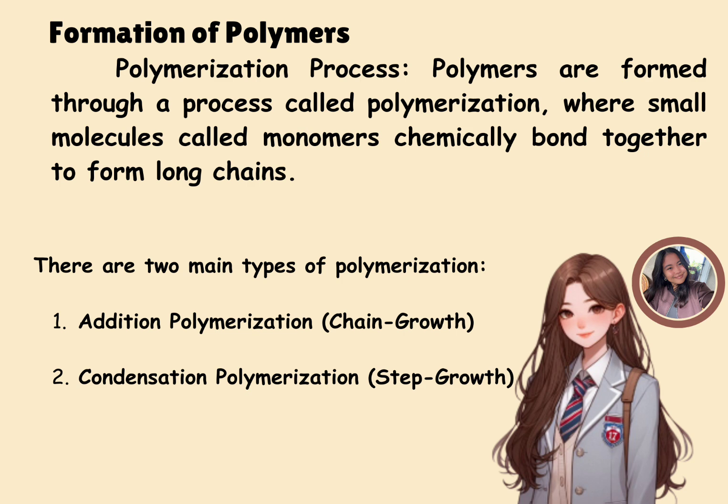Formation of polymers. Polymerization process. Polymers are formed through a process called polymerization, where small molecules called monomers chemically bond together to form long chains. There are two main types of polymerization. 1. Addition polymerization, chain growth. 2. Condensation polymerization, step growth.